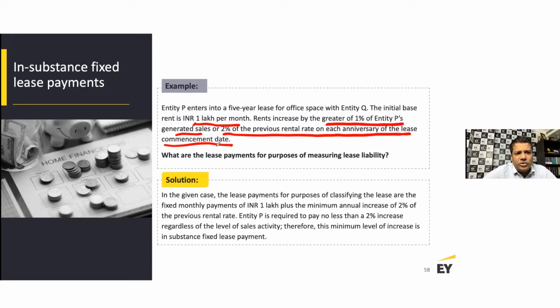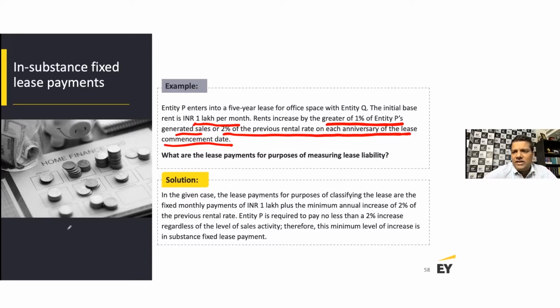The lease payments for the purpose of classifying the lease are the fixed monthly payment of 1 lakh plus the minimum annual increase of 2% of the previous rental rate, right? As the lower of the two, entity P is required to pay no less than a 2% increase regardless of the level of sales activity. Therefore, this minimum, which is the higher of the two, right? So 2% anyway I need to pay, which I know. Therefore, the minimum level of increase is in-substance fixed lease payment.